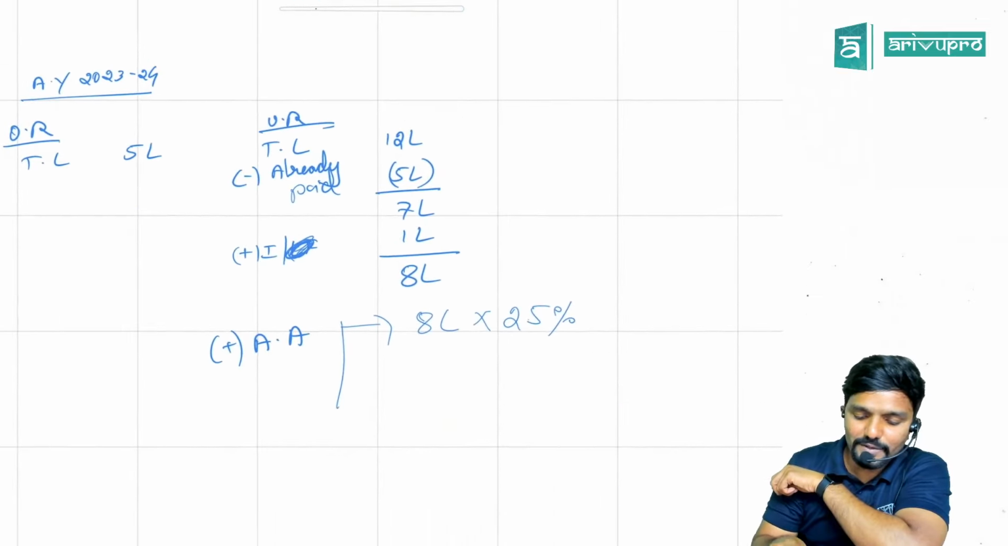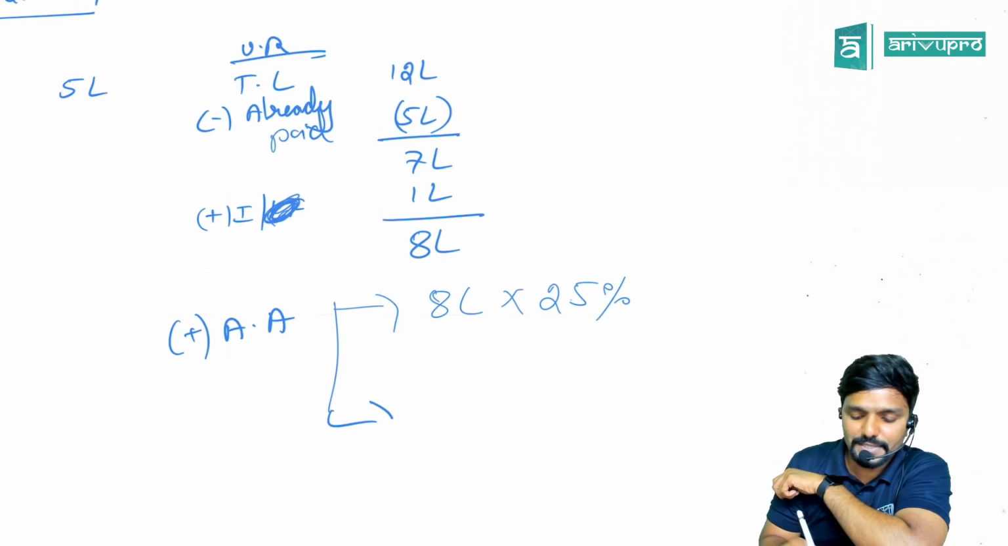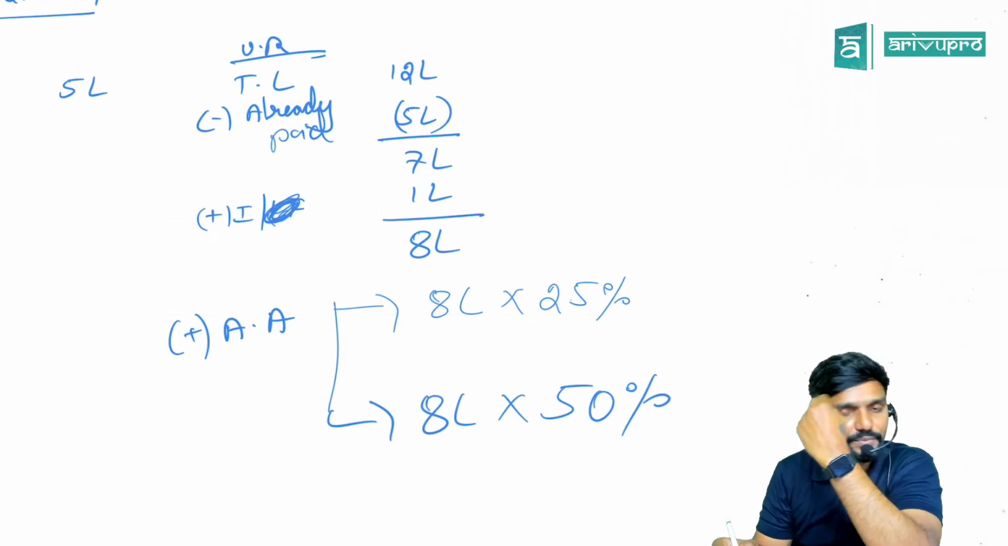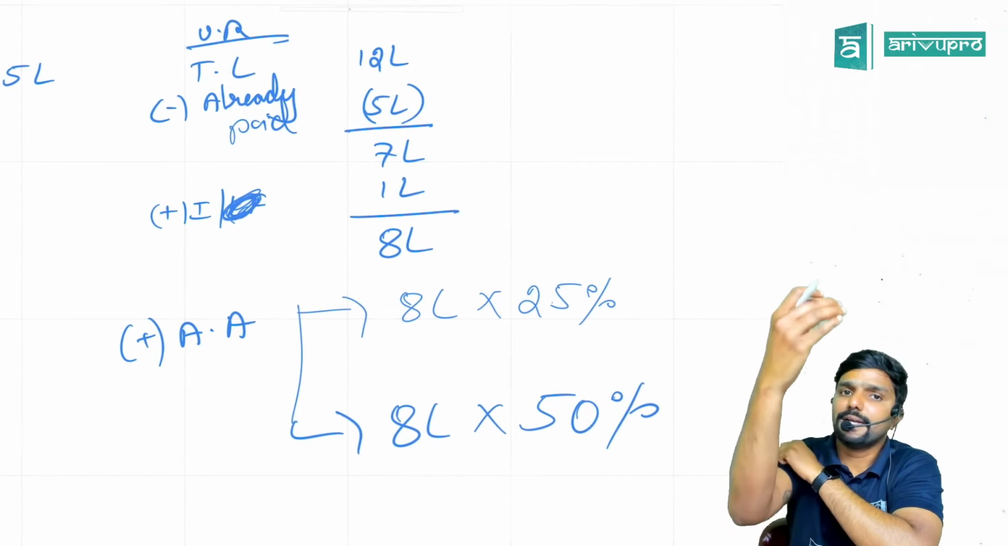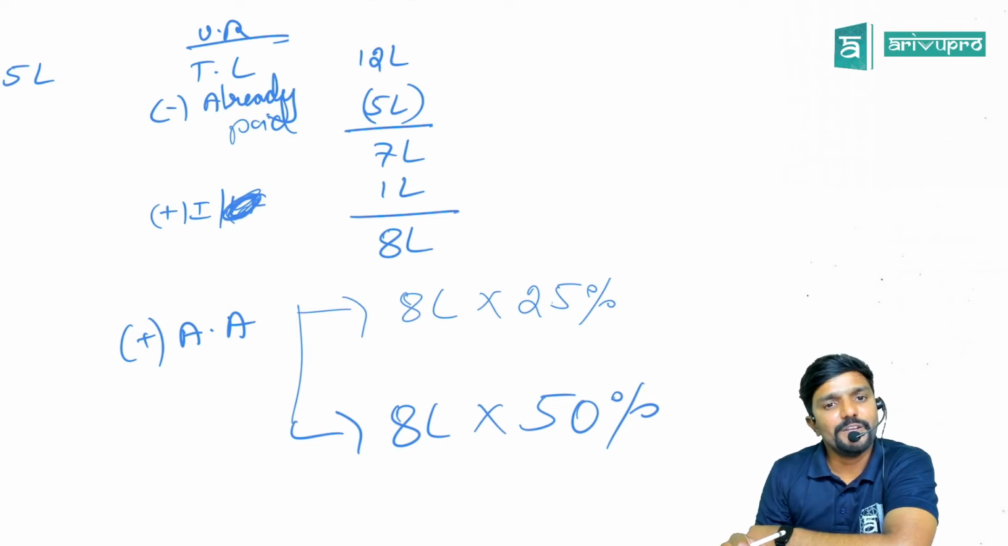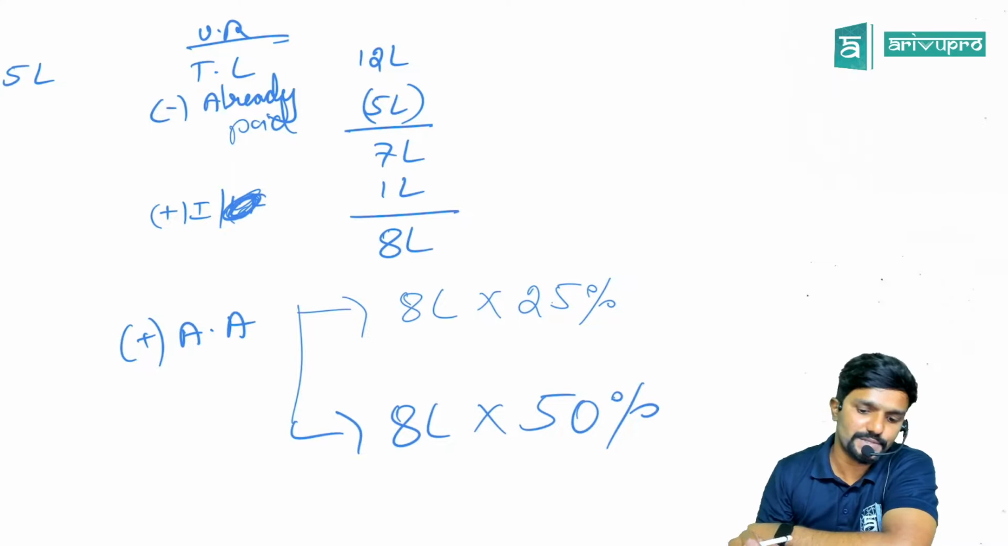Sir, what about this example? As per this example, it will be 8 lakh into 50%. That comes to 4 lakh. So only when you pay 8 lakh plus additional tax 4 lakh, that comes to 12 lakh. Only when you pay 12 lakh, you will be allowed to file the updated return, guys. Is that clear? Yes.